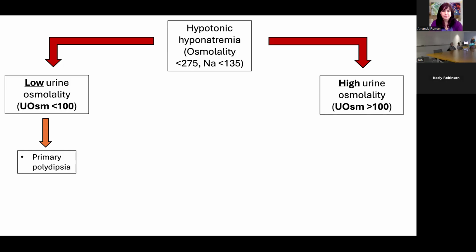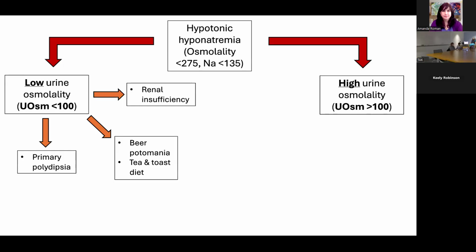Low urine osmolality is associated with only a few differentials. Primary polydipsia, which is usually in psych patients who are just drinking a ton of free water, and so they become low that way. There's also beer potomania and tea and toast diet. Again, keywords from med school here, but really you're just not taking in a lot of solutes, just truly liquids. And as a result, you're not really expelling any solutes into the urine. Or just renal insufficiency, where your kidneys aren't working properly, and so they're not able to secrete water and solutes into the tubule as necessary.